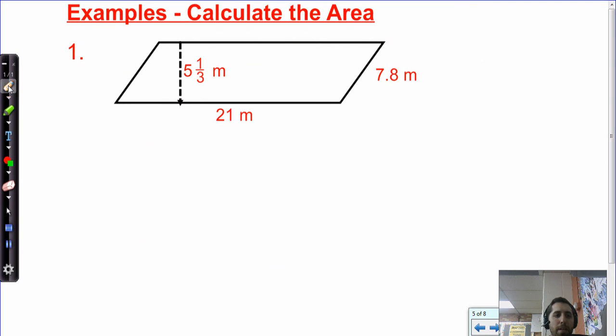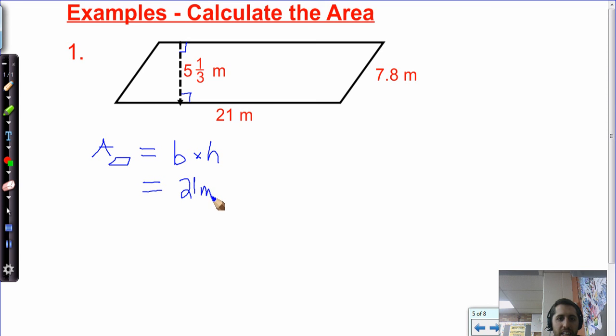Let's look at some practice problems. This first one is calculate the area, and this, of course, hopefully you can recognize as a parallelogram. So we know that the area of a parallelogram is the base times the height. What's our base and what's our height here? Well, this could be a base and this could be a base, but we know that the base is wherever the height is coming from, and this height is perpendicular to the bottom and the top. So 21 meters is actually our base. What's our height then? Our height is 5 1/3 meters.